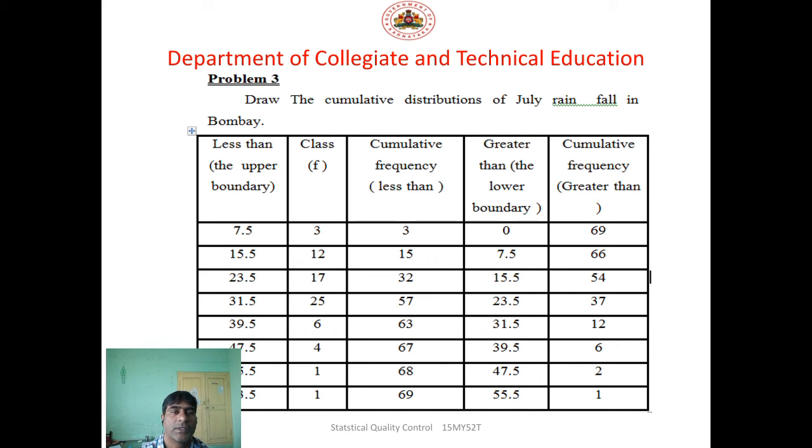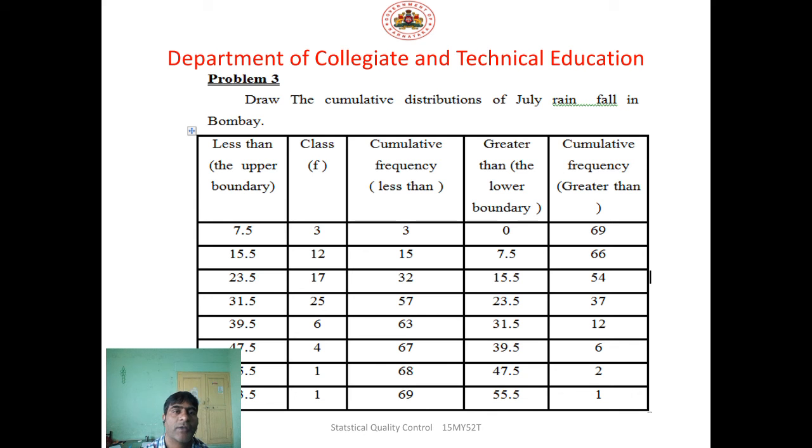63 plus 4, 67. 67 plus 1, 68. 68 plus 1, 69. So I am having cumulative frequency less than 3, 15, 32, 57, 63, 67, 68 and 69. Okay, so like that we are having. Next, same thing for greater than.